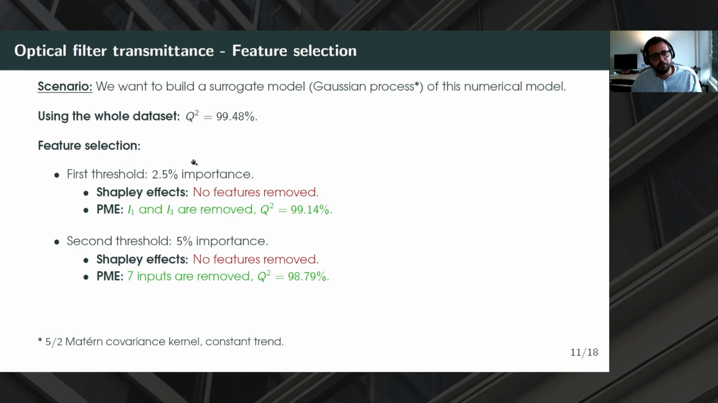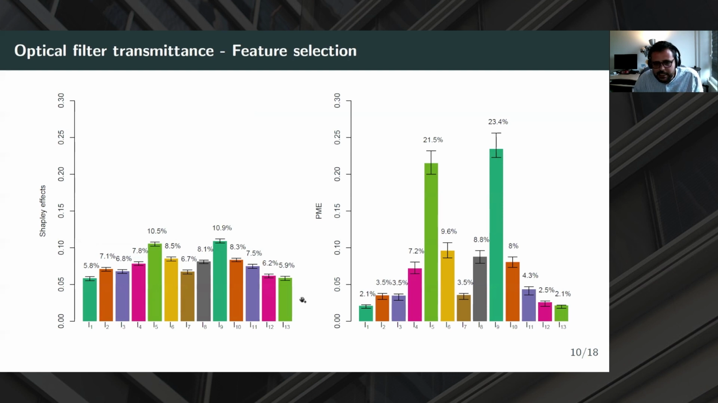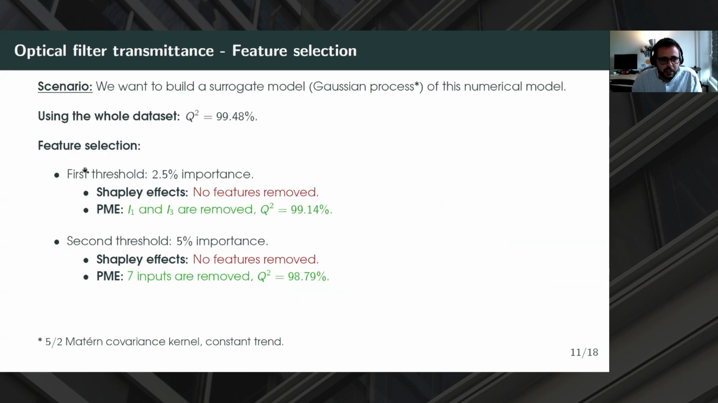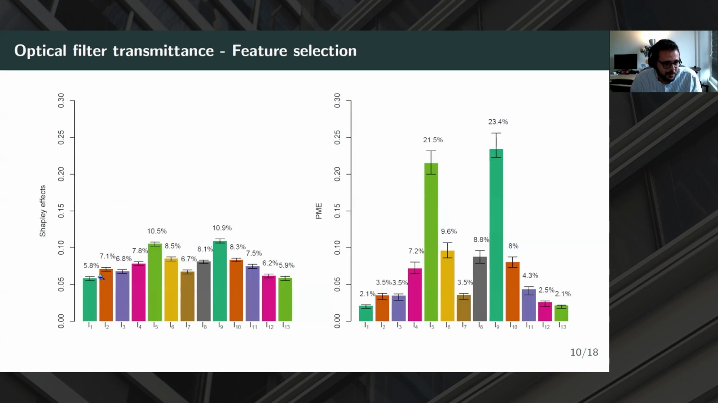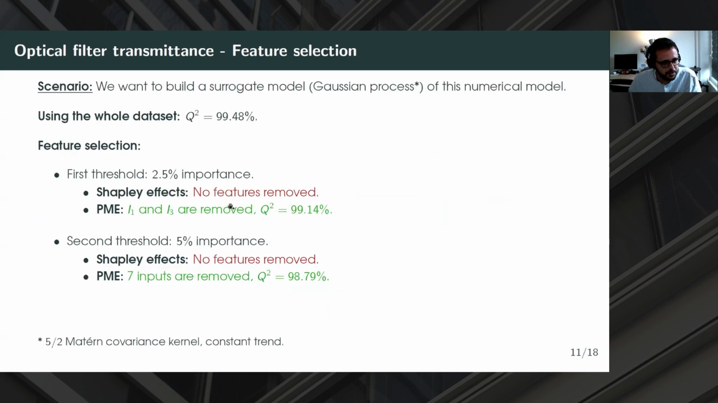Then if we put a first threshold of 2.5% importance, stating that every input that has less than 2.5% importance is removed from the model: for the Shapley effects, no features are removed, because everybody seems to be important according to the Shapley redistribution. But for the PME, we have two inputs that are removed, resulting in a Q squared that is still really good, 99.14%. And we can do the same thing with 5% importance. For the Shapley effects, still no features are removed, but for the PME, we can remove 7 inputs and we still have a really nice Q squared.